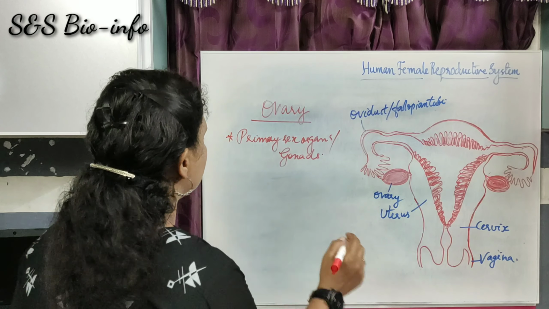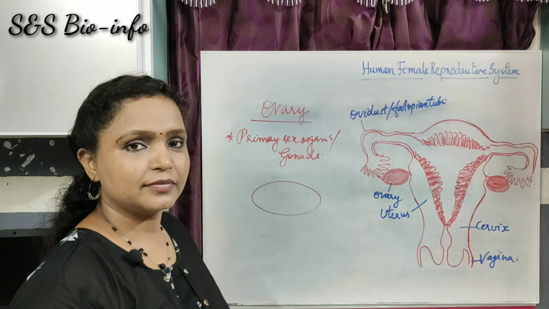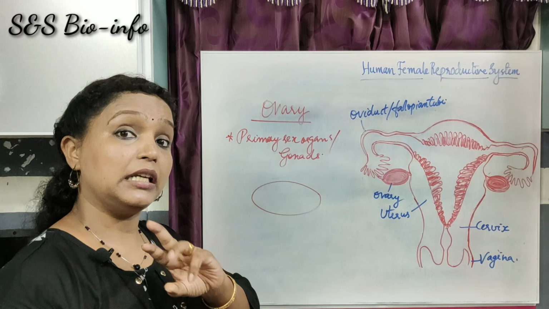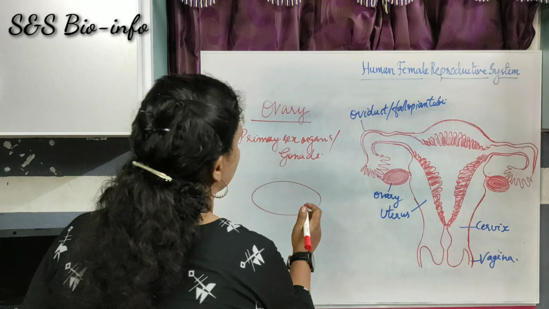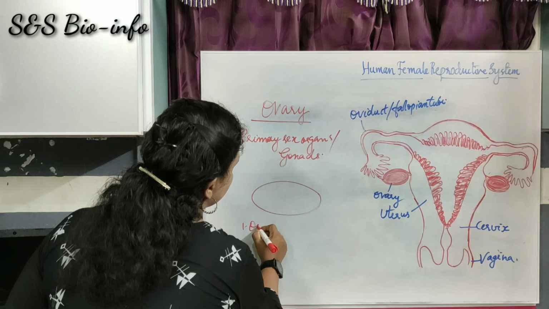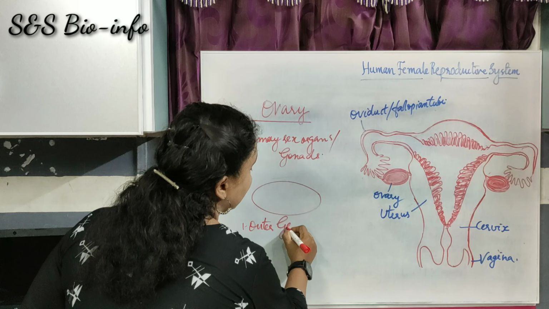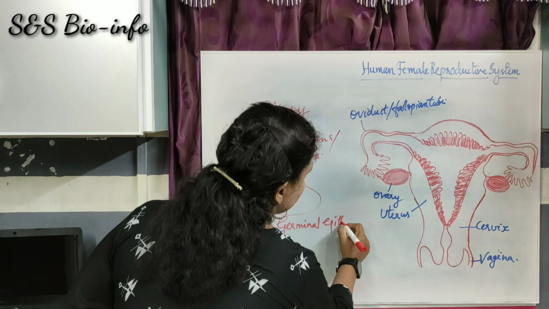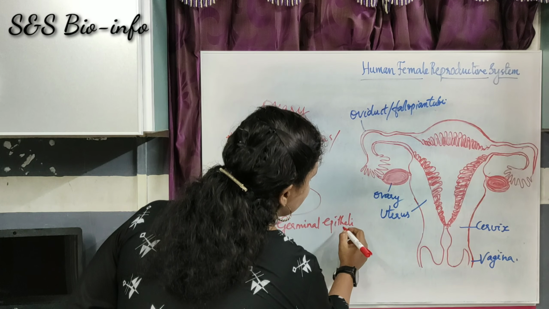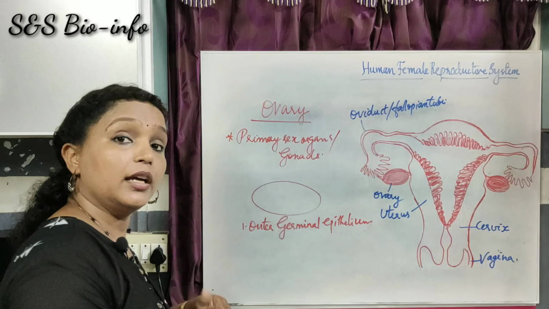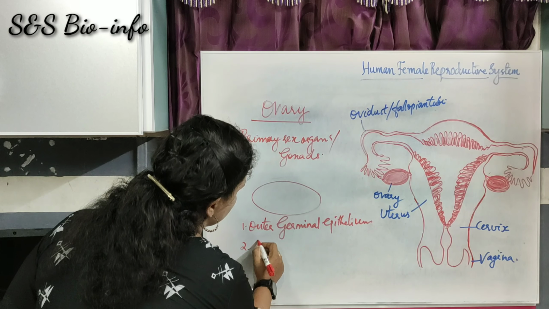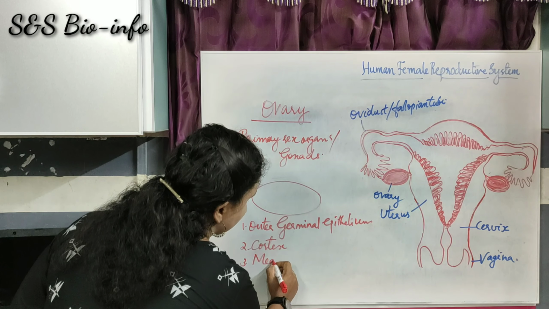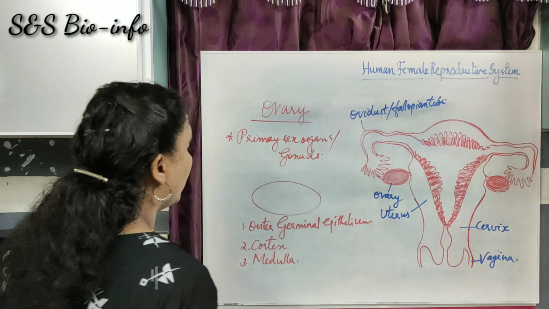Each ovary is almond shaped. It is greyish pink in appearance. It has mainly three parts. Those are the outer germinal epithelium, second, the cortex, and the medulla. These are the three main parts of the ovary.